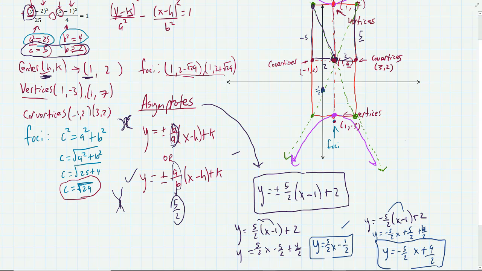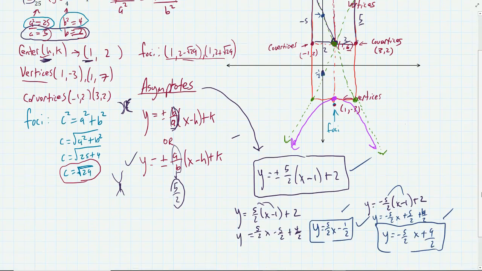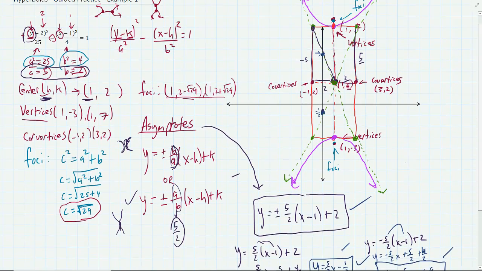9 halves is about 4.5, so we're going to go up 1, 2, 3, 4, should be literally right there at 4.5. That's pretty good. Pretty good drawing for that intercept. So you can write them like this, or you can put them all together like that. And those are the equations of your asymptotes. And that's really the entire thing. That's all you really have to know with hyperbolas in this class.